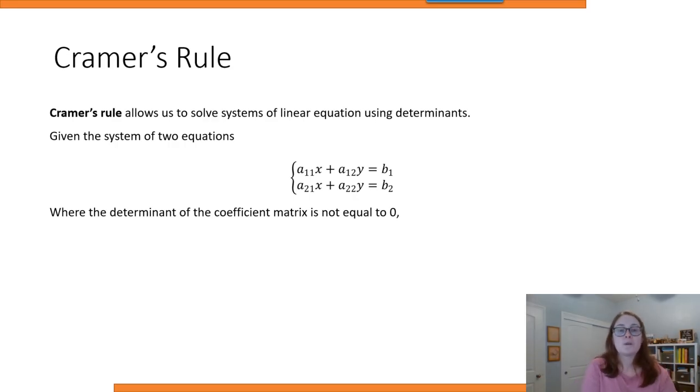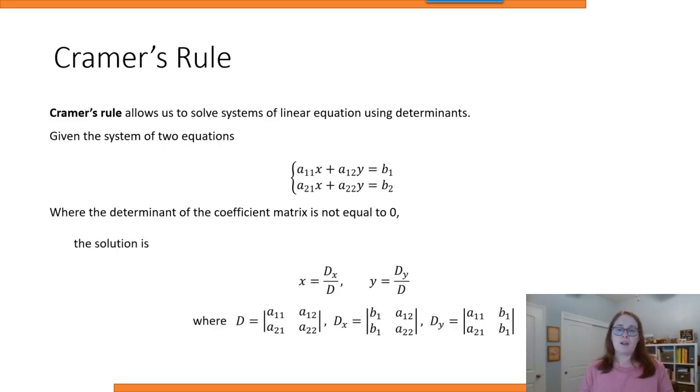Okay, so what we're going to do here, I've got this system a11x plus a12y equals b1, and then a21x plus a22y equals b2. And I can pull out the coefficient matrix, so just taking all those a's. And if I take the determinant of that coefficient matrix, we're going to call that determinant just D.